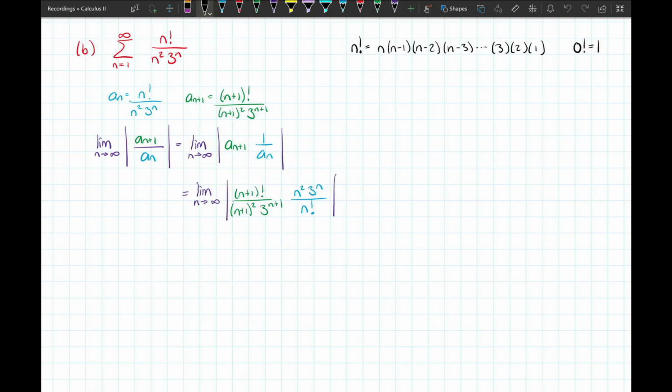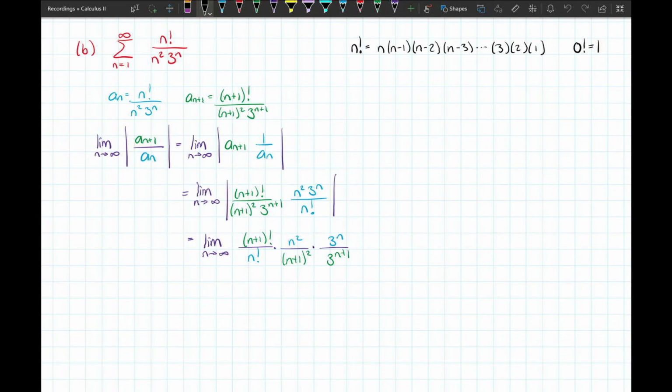You can see we have an n plus 1 factorial in the numerator and an n factorial in the denominator. We have an n plus 1 squared in the numerator and an n squared in the denominator. We have a 3 to the n in the numerator and a 3 to the n plus 1 in the denominator. All of these are fairly similar looking components, so we should match them up and turn this into 3 separate fractions, all multiplied as one big product. Let's start with the factorials as our first fraction: n plus 1 factorial over n factorial. Our second fraction is n squared over n plus 1 squared, and our third fraction is 3 to the power n over 3 to the power n plus 1.